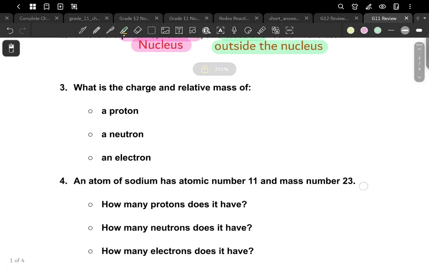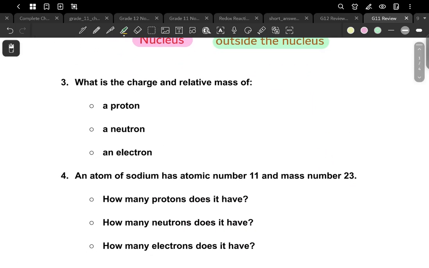What is the charge and relative mass of a proton, neutron, and electron? Okay, that's so easy because the proton has a charge of +1, and the mass equals 1. Okay, the neutron has 0 charge, and the mass equals 1.